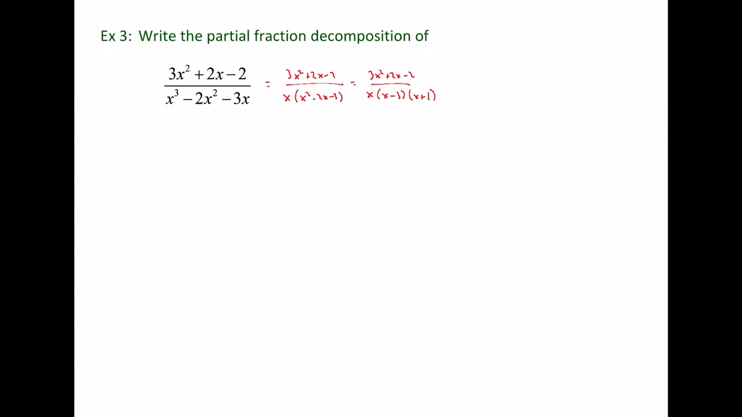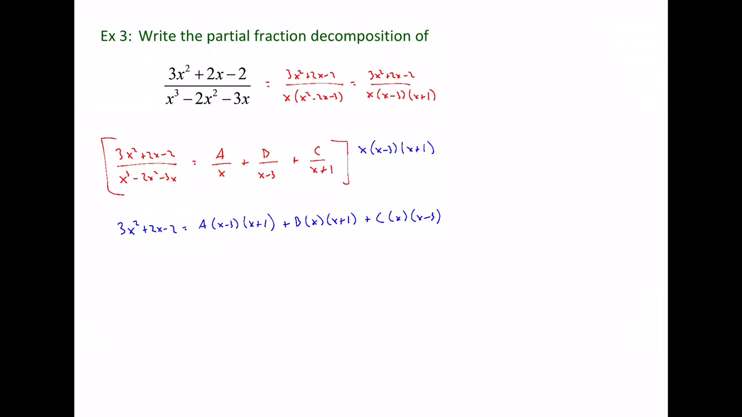Let's go ahead and rewrite as 3x squared plus 2x minus 2. And we're going to rewrite as a sum of a, b, and once again, c. So a will be over x, plus b is over x minus 3, plus c is over x plus 1. Go ahead and multiply by your common denominator of x times x minus 3 times x plus 1. So I multiplied everything through, canceled my common factors, and now I'm left with this.